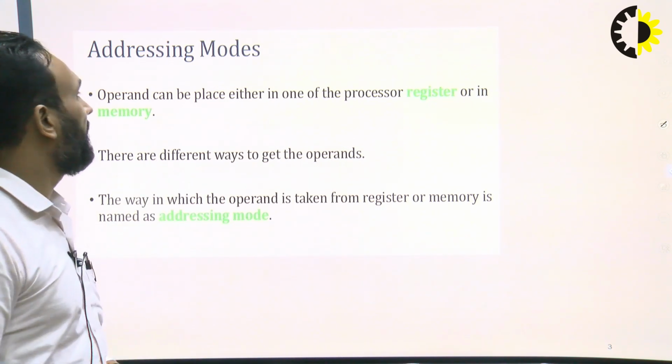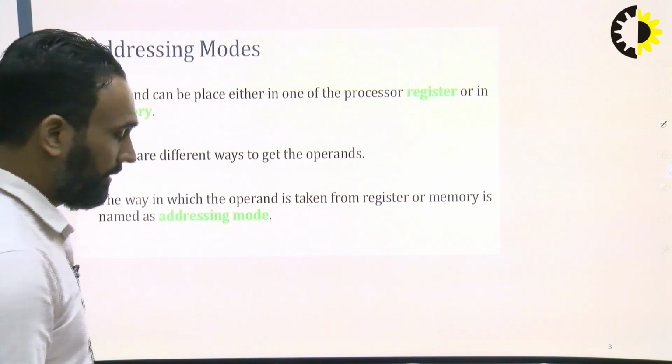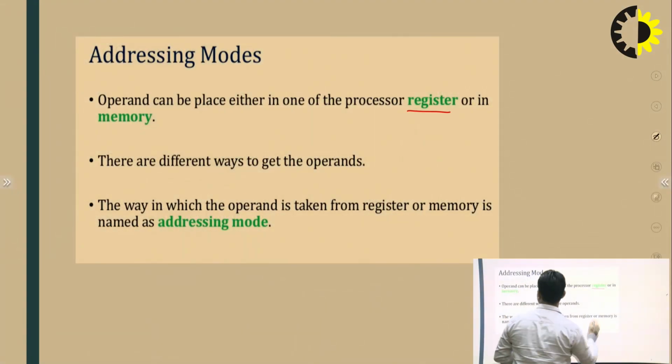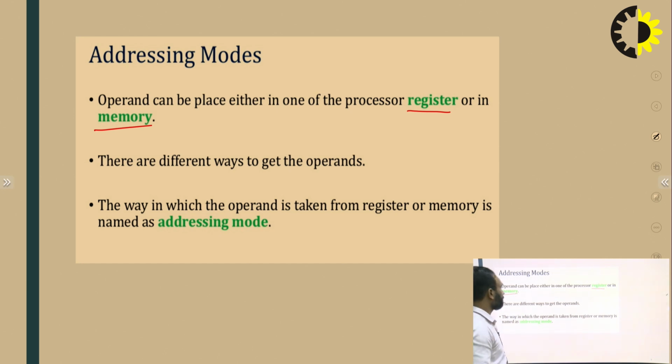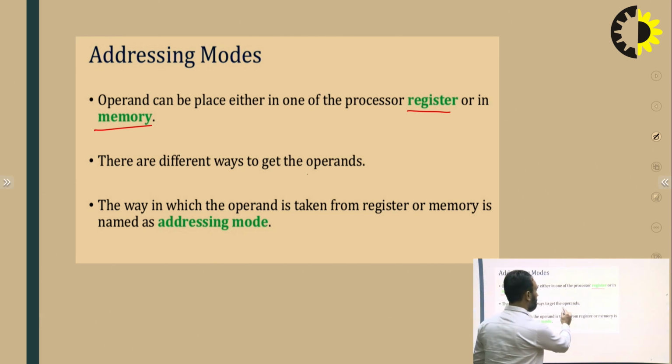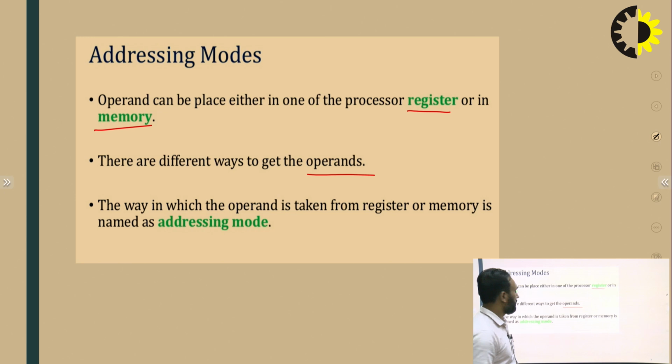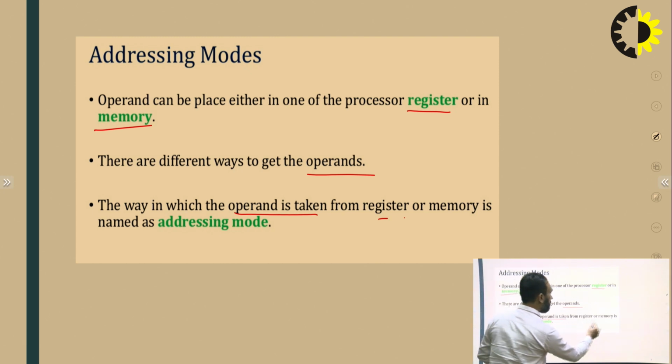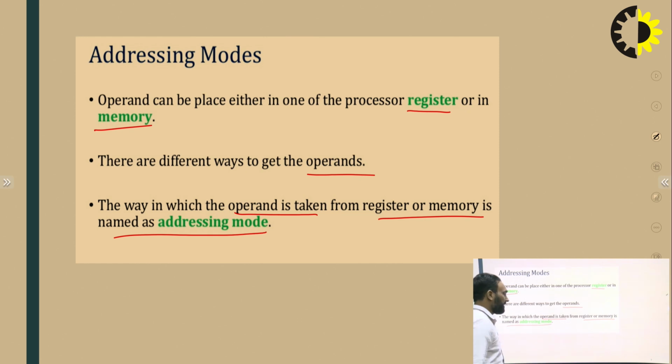Operands can be placed in the processor, that may be in a register or in a memory location. To fetch the operand from the memory location or register, there are different methods. These different methods we'll discuss in the next slide with their names. The basic meaning of addressing mode is the way in which the operand is taken from a register or memory. Hopefully it is very clear to the viewers what addressing mode is.